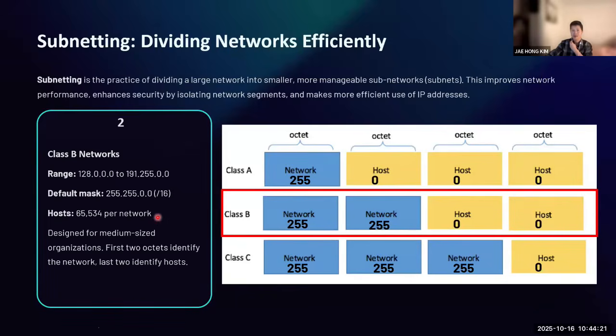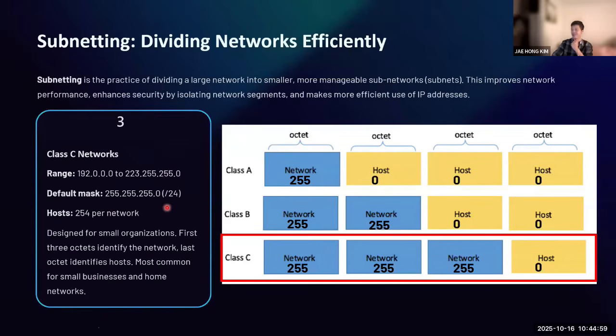And this is Class B. Class B has the range from 128.0.0.0 up to 191.255.0.0. The subnet mask is 255.255.0.0. That means the host portion is 2 bytes, so the number of hosts is 65,534 per network. Still a really large network, right? But we call it medium size compared to Class A.